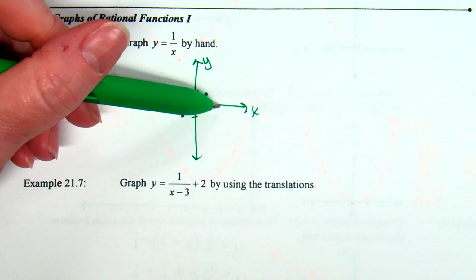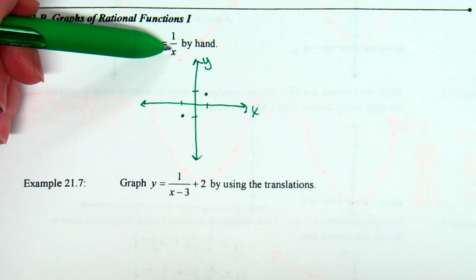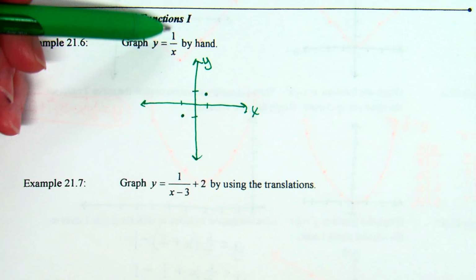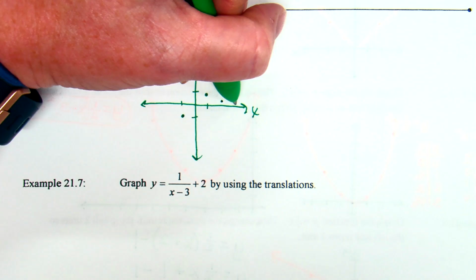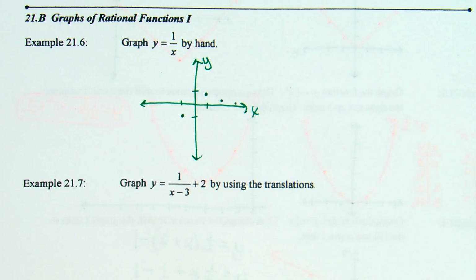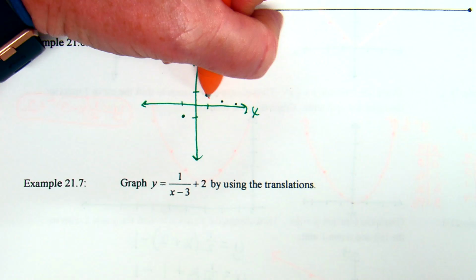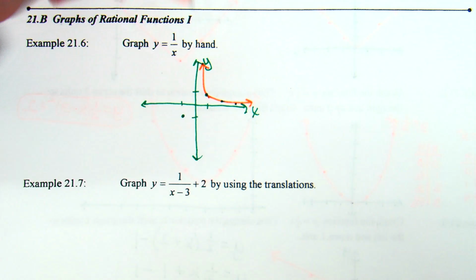Now, what happens when we put in, say, 2? If x equals 2, it's going to be 1/2, right? So when you go over 2, you're only up 1/2. What happens when you put in 3? It's 1/3, yes? Do you remember this graph at all? Looks something like this.